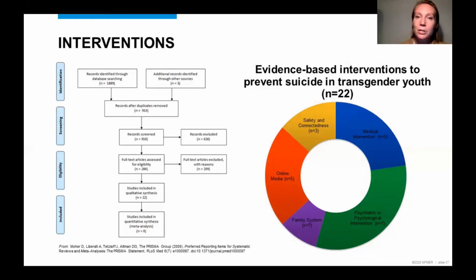So here, this pie chart talks about evidence-based interventions to prevent suicide in transgender youth. So right here you can see that there are many different intervention types that have been proven to reduce rates of suicidality in transgender youth. These include the blue piece of the pie here, which is medical interventions. Then there's psychiatric or psychological interventions, which is the green, family system interventions, online media interventions, and then safety and connectedness. So working around building communities in schools, as well as anti-bullying, that sort of intervention would be in our safety and connectedness domain.